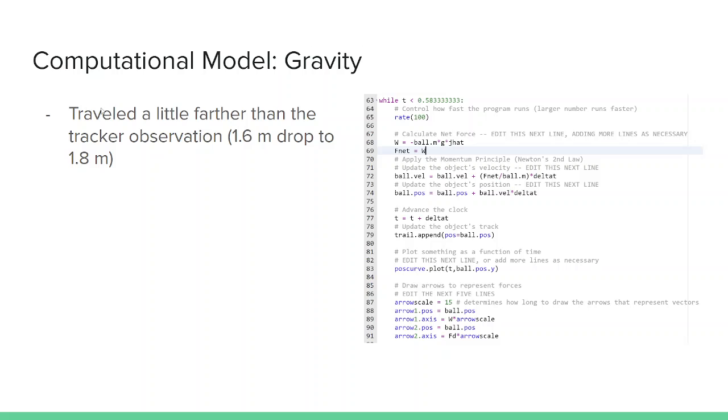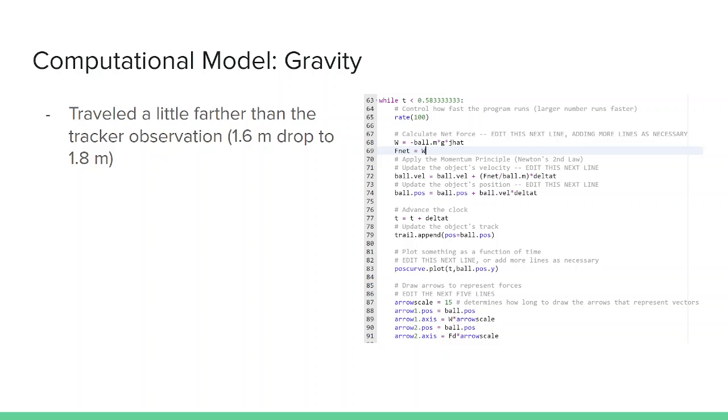And you can see the ball traveled a little farther than the tracker observation with a computational model. It was 1.8 meters instead of 1.6. But besides that, the model is pretty much the same. It shows that the ball falls at a velocity that increases with gravity because there's no drag force to push up.